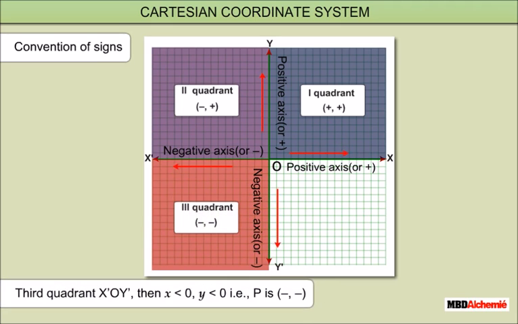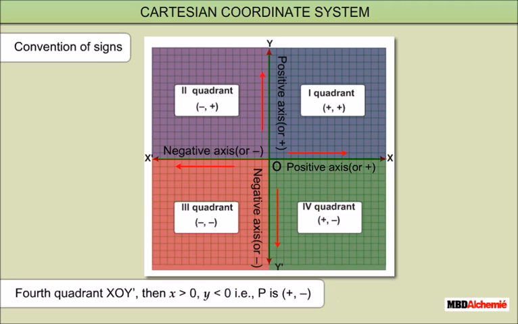Third quadrant X'OY': then x is less than 0, y is less than 0, that is, P is (-, -). Fourth quadrant XOY': then x is greater than 0, y is less than 0, that is, P is (+, -).